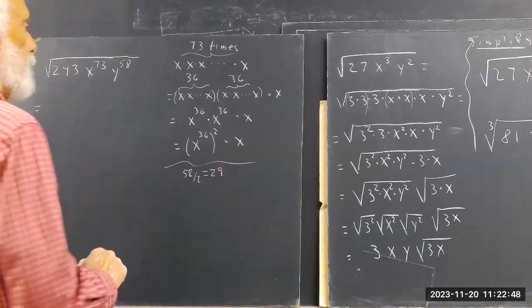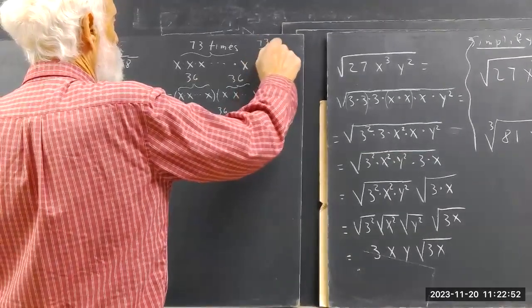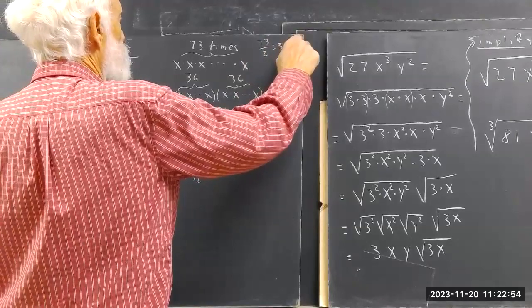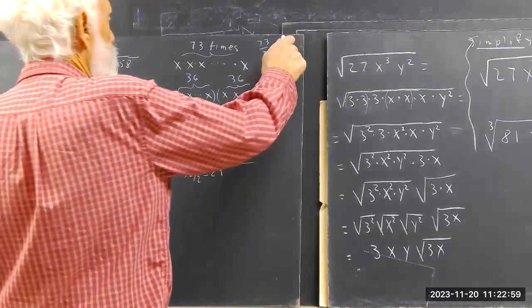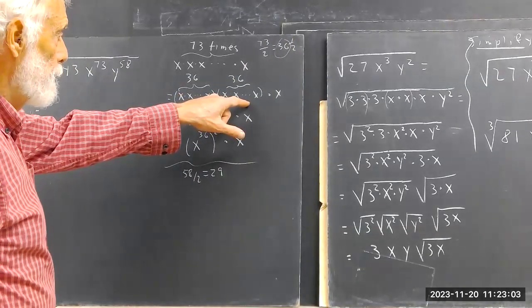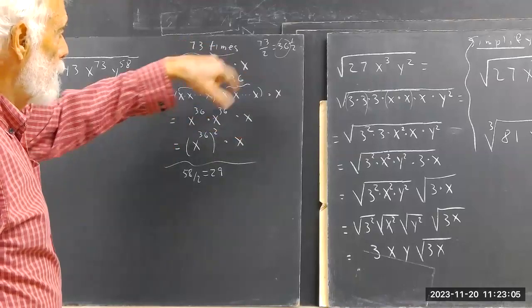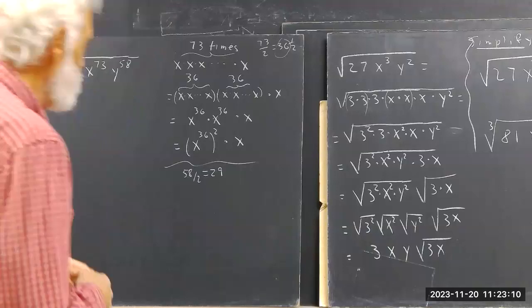If I divide 58 by 2, I get 29. Up here, I'll say 73 divided by 2 is 36 and a half. I just know then that I can group these as 36 and 36. That only gives me 72, so I've got one left over. 58 over 2 is 29.